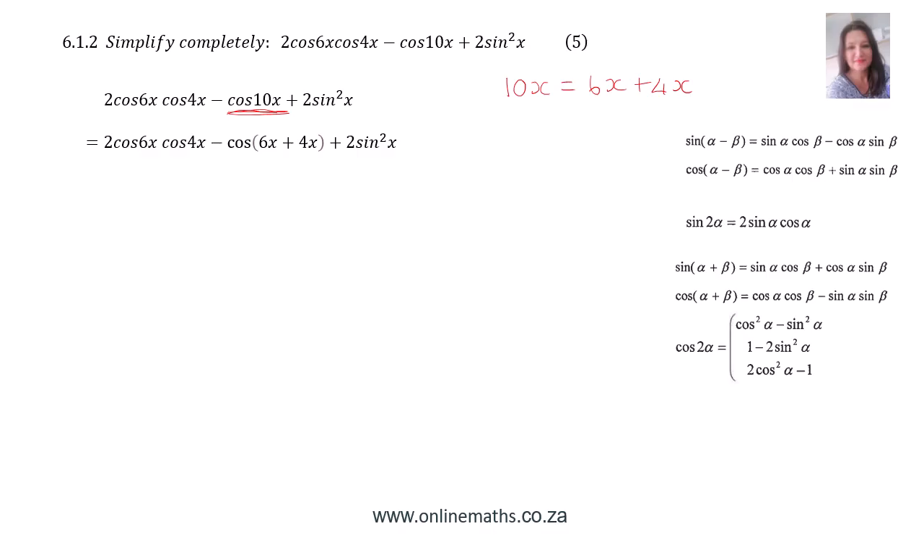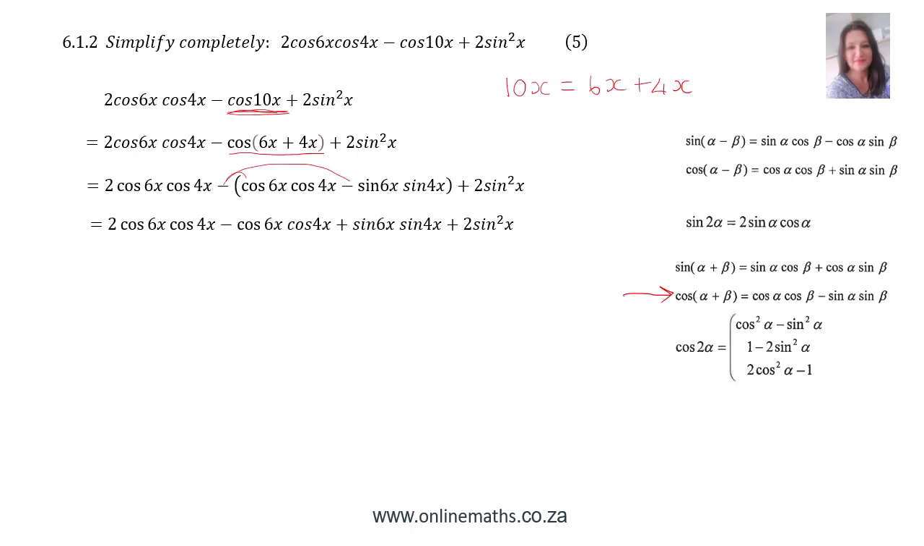Then, can you see this cos(6x plus 4x), the compound angle identity? It's this one, cos(alpha plus beta). This is from the formula sheet here on the right hand side. So you can, in the place of cos(6x plus 4x), expand it. Just remember that you have to have a minus and then a bracket, and then there's your expansion. In the next step, I'm going to multiply in this minus to get rid of the brackets.